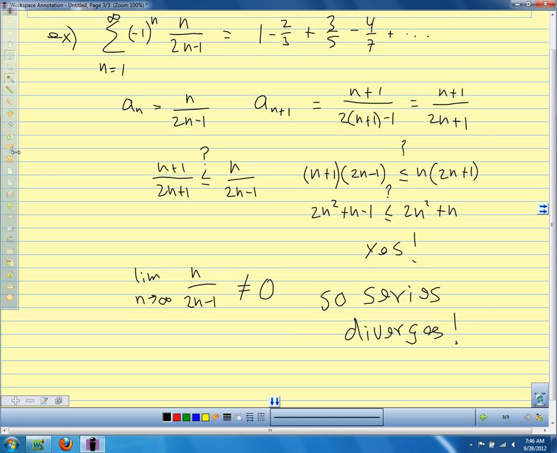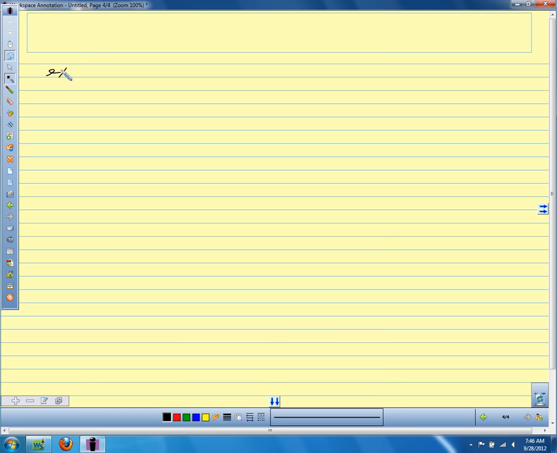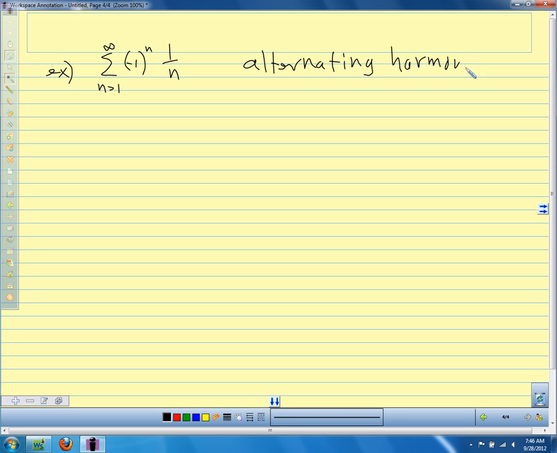All right, let's look at something that's going to lead us into another topic. The sum of n equals 1 to infinity of (-1)^n times 1 over n. This is the alternating harmonic series. So we're going to test this alternating harmonic series for convergence.